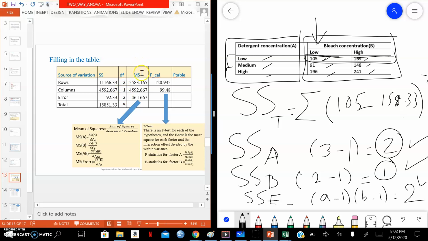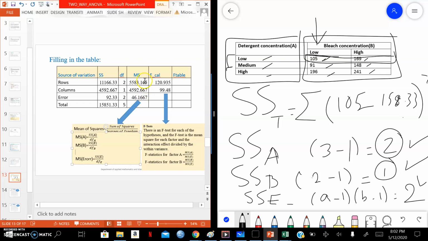Now what is MS? MS is called mean square. So mean square for the row is sum of squares for the row divided by its degree of freedom. So you divide SS by DF in each one, then you get the MS, mean square. So these are the formulas which we use. I have to delete this one.